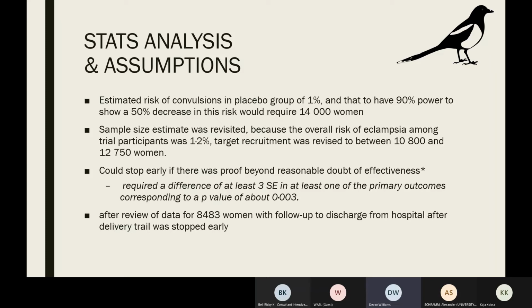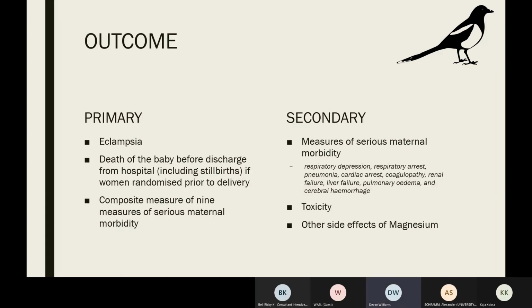And they stated it as having a difference of at least three standard deviations in at least one of the primary outcomes, at which point they would stop. After the review of about 8,500 women, that was the case, and they found a statistical difference, so they did stop the trial early. And I think although they found that in the primary outcomes, some of their other outcomes may have been slightly affected by it. So, getting onto the outcomes, and there are quite a few from this paper.